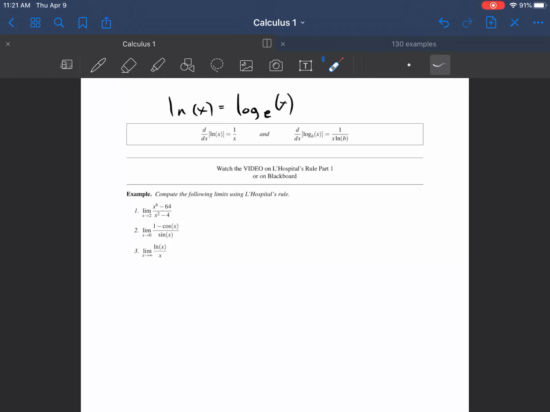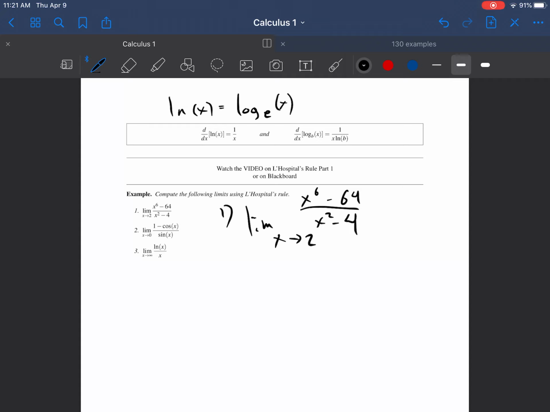Okay, so we're going to use that in the next few examples, and you'll use it for the rest of the quarter or the rest of the semester and probably the next class. Okay, so let's look at these examples. We're going to use L'Hopital's rule to calculate these limits. So the first one here is the limit as x goes to 2 of x to the 6th minus 64 over x squared minus 4.